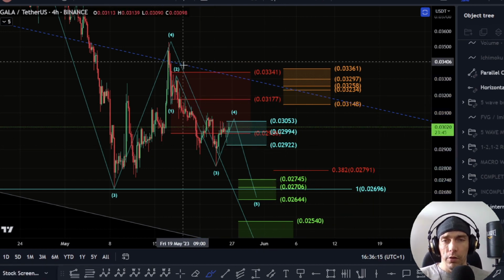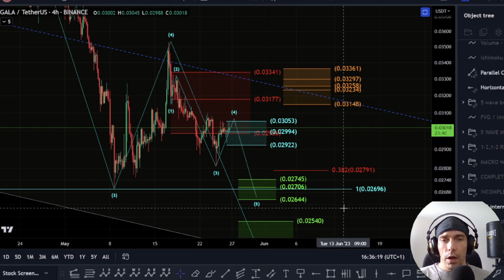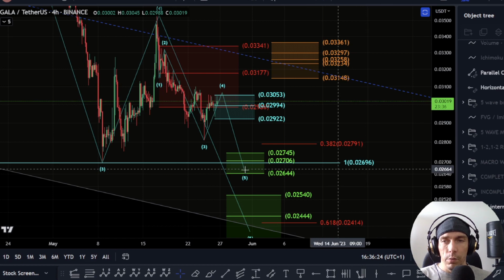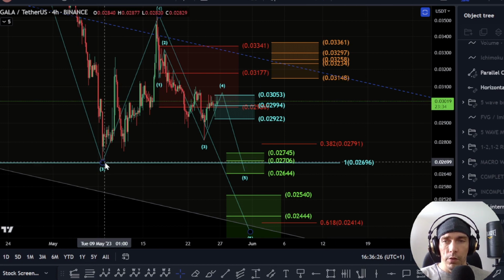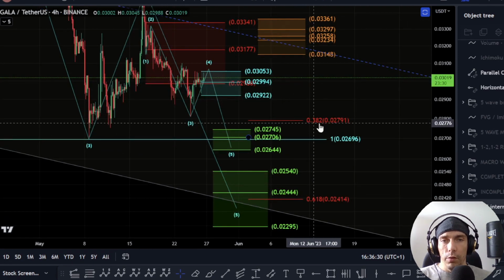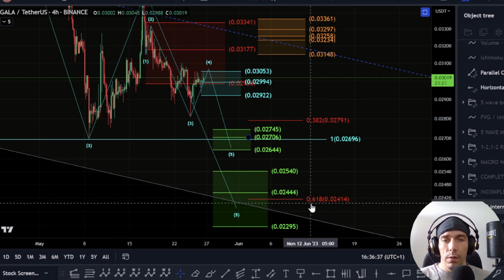Now, if we do just form this as a 4th wave up and a 5th wave down here, an interesting zone would obviously be this 1 to 1 here at the 0.2696, which is pretty much just below this previous low that we had. We do have the 0.382, which is sitting here at this 0.2791. This is based off of the wave 1 to 3 and the 0.618.